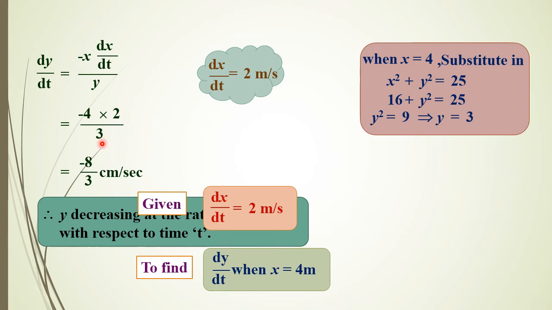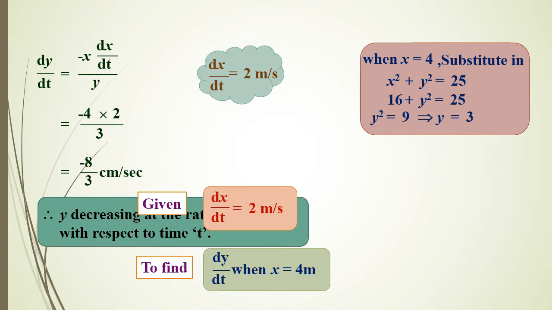Okay, after substituting all the values and simplifying, at the last you will be getting 4 into 2 is how much? It is 8, minus 8 divided by 3 centimeter per second. This is the rate at which the height of the ladder is decreasing when the ladder is dragged at 2 meter per second away from the wall. So this is the final result of this question.